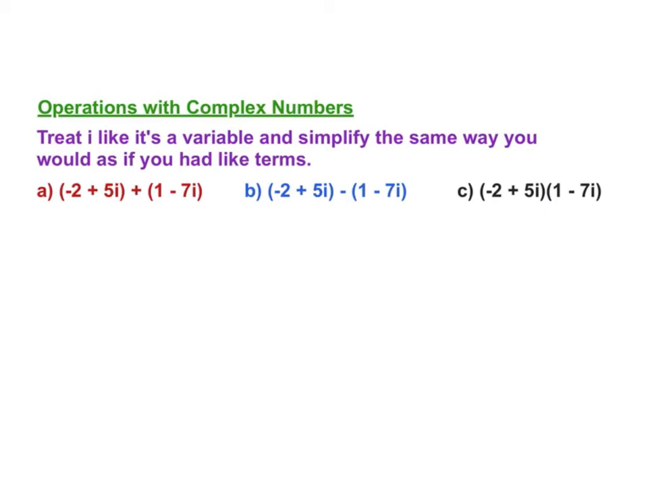Treat i like it's a variable and do everything that you already know how to do with this. Okay? Go. Keep this in mind. If you add complex numbers together, you should get a complex number, which means you'll have a term with an i in it. If you subtract complex numbers and you get a complex number, you're going to have a term with an i in it. If you multiply complex numbers together and you end up with a complex number, you're going to have an i in it.